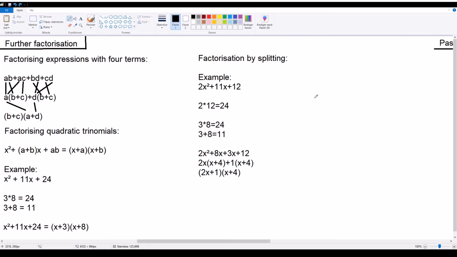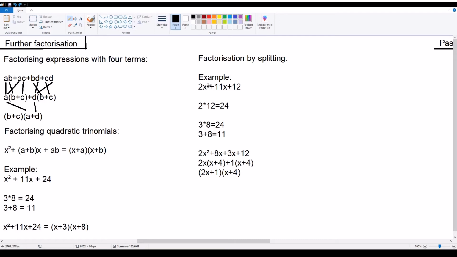So for the last part of factorization, you have factorization by splitting. There's no real way to show this other than with an example. So this example here is going to be 2x squared plus 11x plus 12. You'll notice that there's no two numbers which have the product of 12 and the sum of 11. But you also notice that instead of having 1x squared, this has 2x squared at the start.